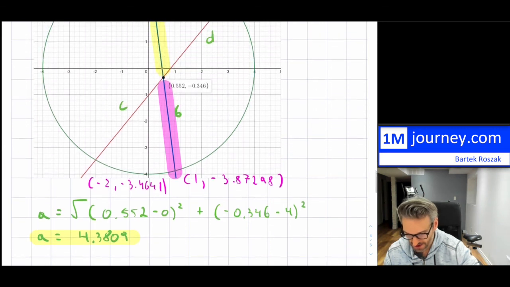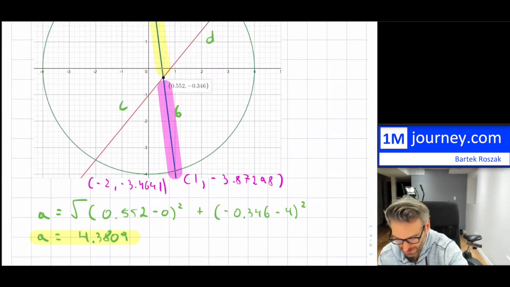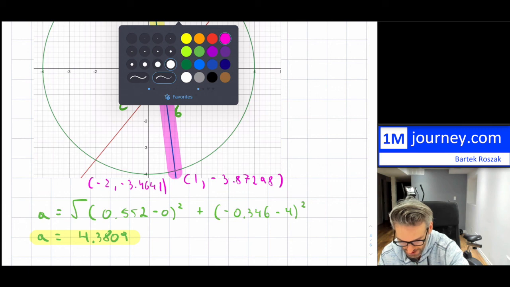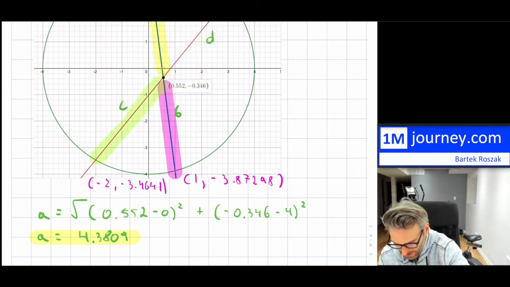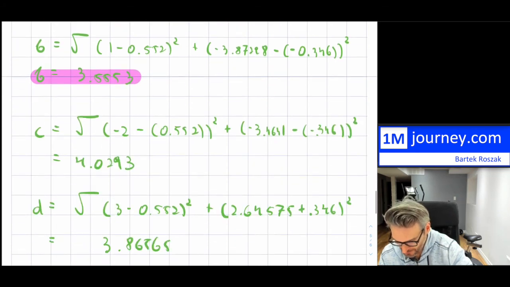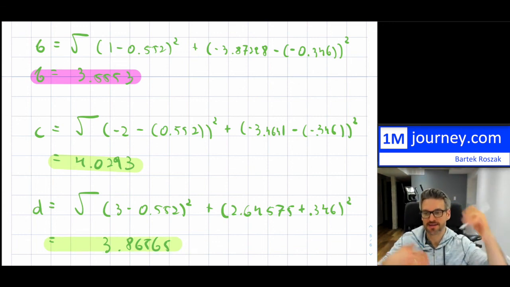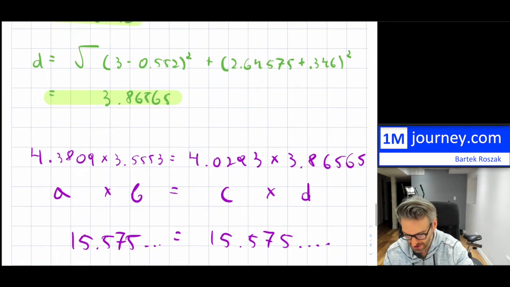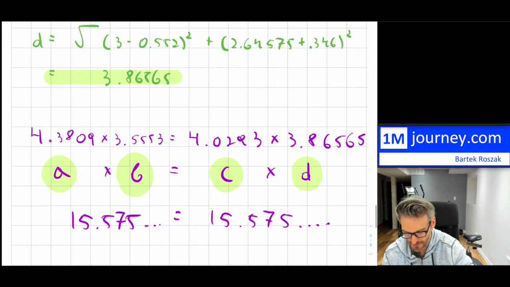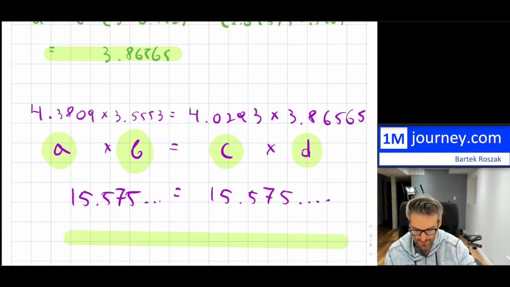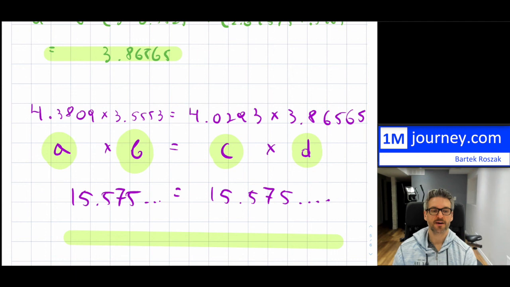And then I did the same thing with C, from here to here. That's your C. There we have it. Finally I did the same thing for D, to find all of those lengths. Once you have that, here it is: A times B equals C times D. And notice that this is what you will get. So indeed, they're equal.